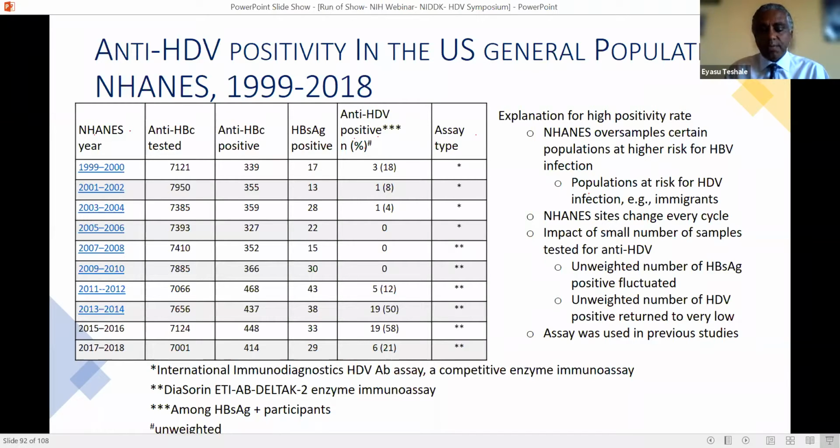There is no clear explanation for this trend, but it could be due to oversampling of certain populations, variability of estimates due to small sample size, and of course, performance of the assay, which was used for most of this time, which is now discontinued by the manufacturer. Next slide, please.